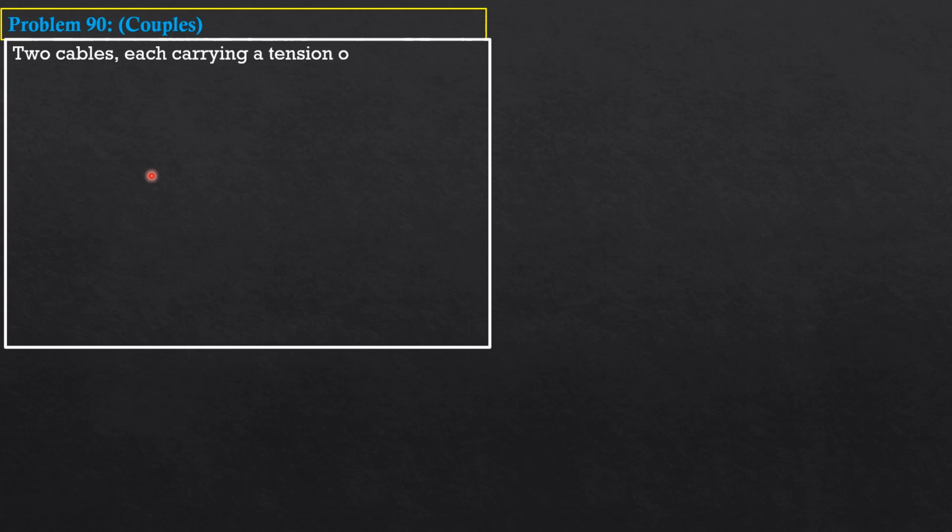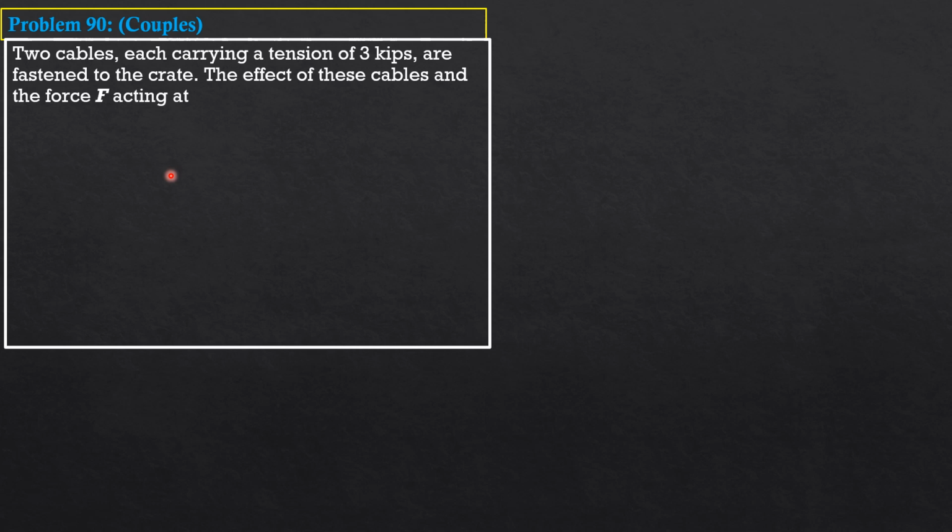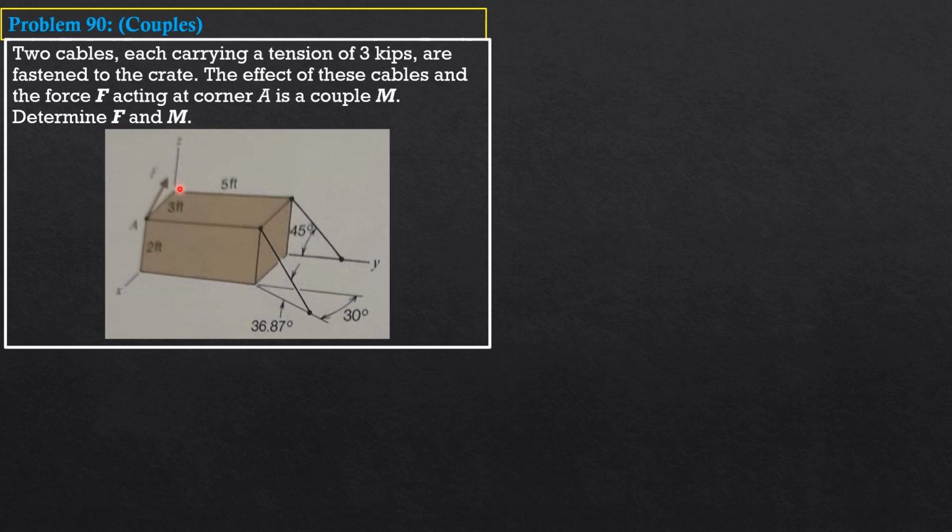Two cables, each carrying a tension of 3 kips, are fastened to the crate. The effect of these cables and the force F acting at corner A is a couple M. Determine F and M. Here is the given figure. So F is directed anywhere, so we'll just assume that it has 3 components.